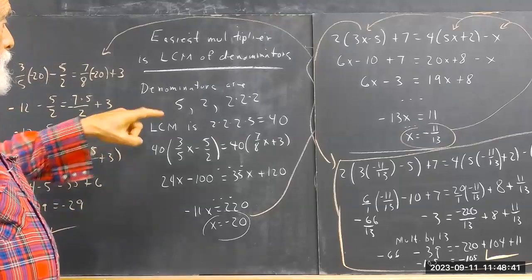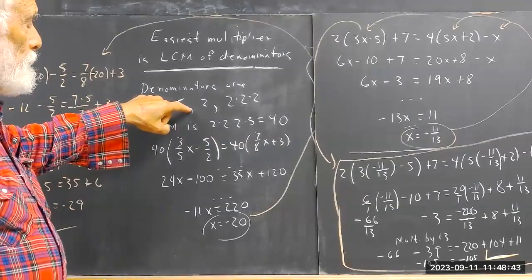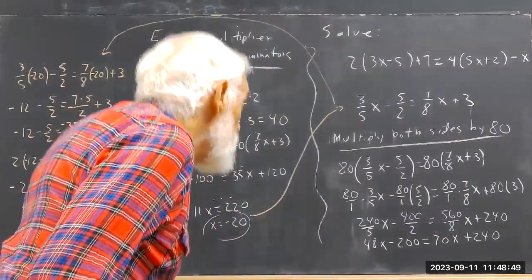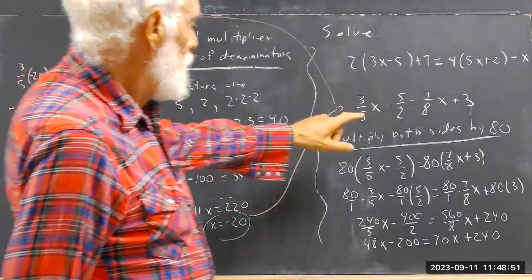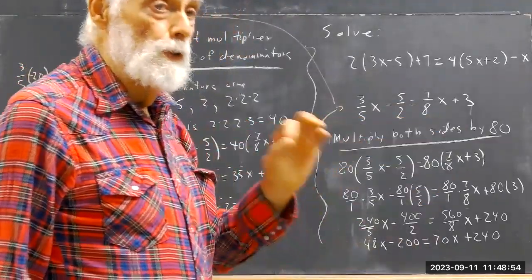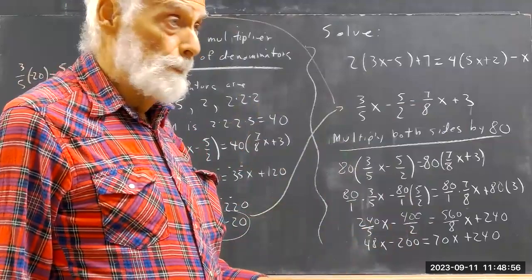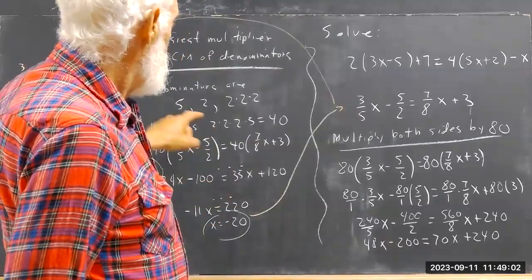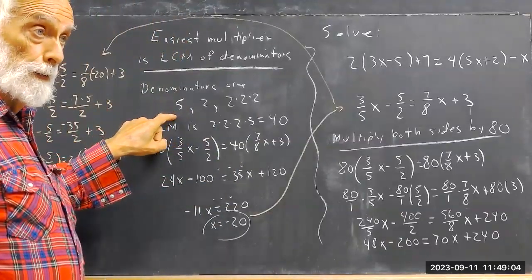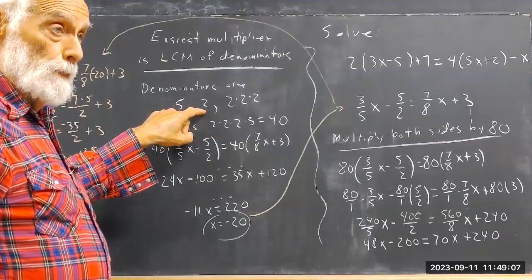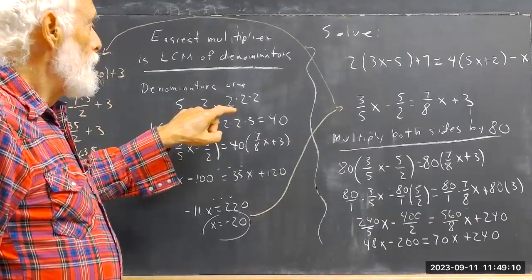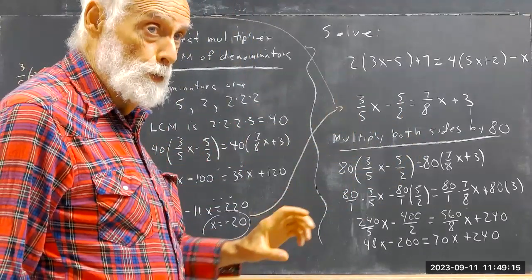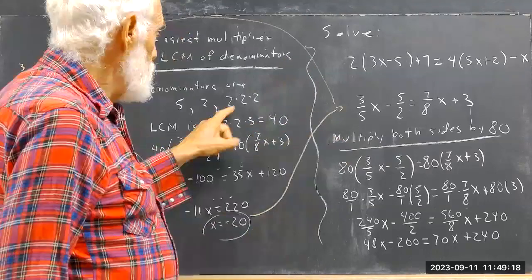Here's our equation. Our denominators are 5, 2, and 8. We do prime factorizations. If you don't remember how to do a prime factorization, review it. It's a simple process. 5 is prime because nothing divides 5 evenly. No whole number divides 2. But you can divide 8 by 2, which gives you 4, which you can divide by 2, which gives you 2 times 2. So 8 is 2 times 2 times 2.